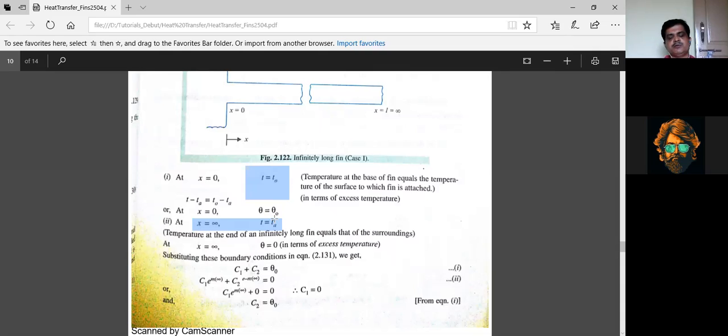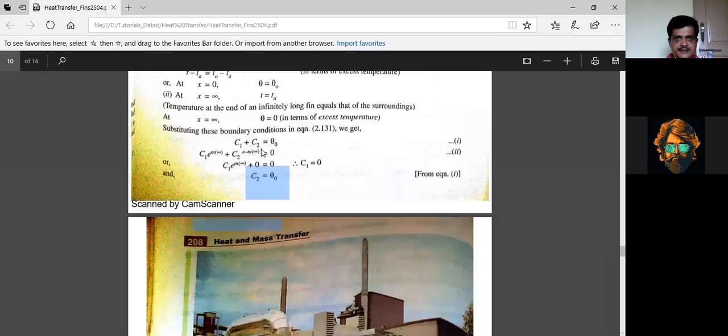Using these two boundary conditions, we have to find the values of C1 and C2, and those are shown here. We have to find C1 and C2. What is C1 plus C2?